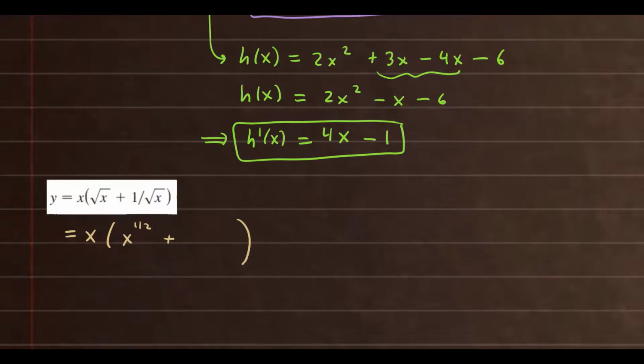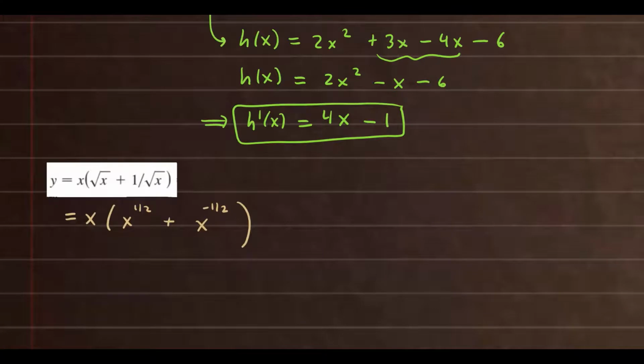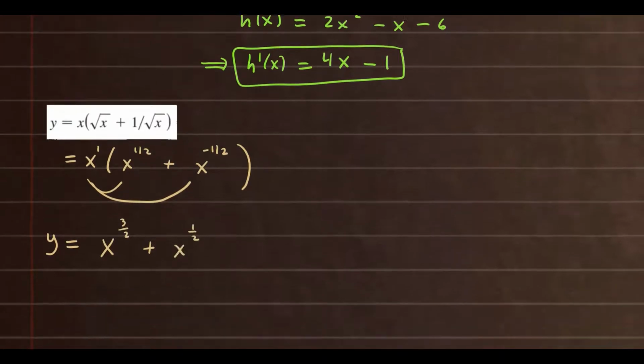So I can rewrite it as x to the negative 1/2 power like that. And then I can distribute the x to all of these terms. So my function y is simply x to the, so I'm doing 1 plus, this is a 1 power, 1 plus 1/2, that's 3/2, plus, and then 1 plus a negative 1/2, that's 1/2. So that is the function y.